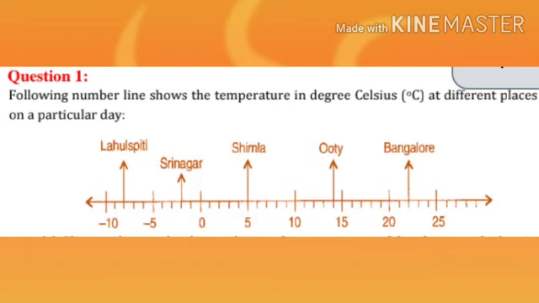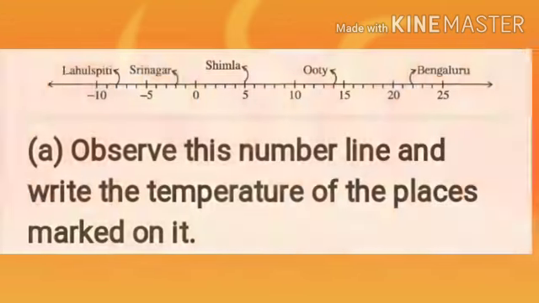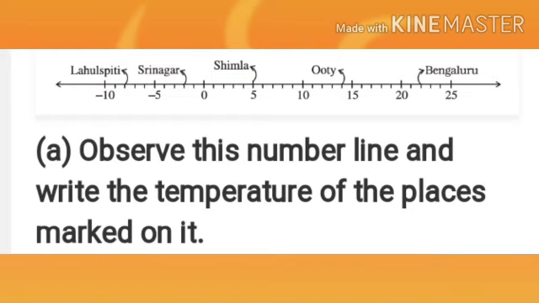In this number line, we have 0 in the middle, positive integers on the right and negative integers on the left. When we move towards the right on the number line, the number keeps increasing. When we move towards the left, the number keeps decreasing. This number line shows the temperature at different places on a particular day. We have 4 subdivisions in it. Here is the first subdivision. Observe this number line and write the temperature of the places marked on it.